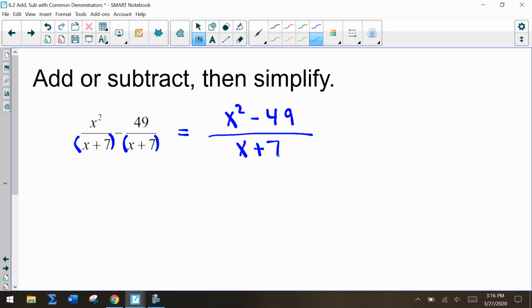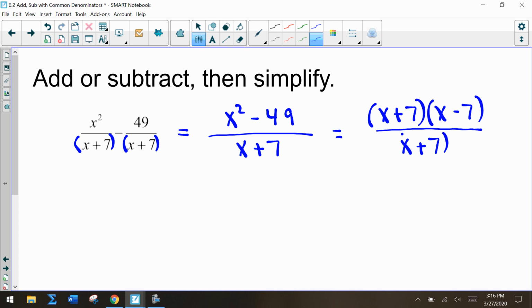And now we can look to reduce in the same way we reduce the numbers. So we have a difference of 2 squares that we can factor. And then we can reduce. So we're left with x minus 7 is our difference. Okay, let's look at the next one.